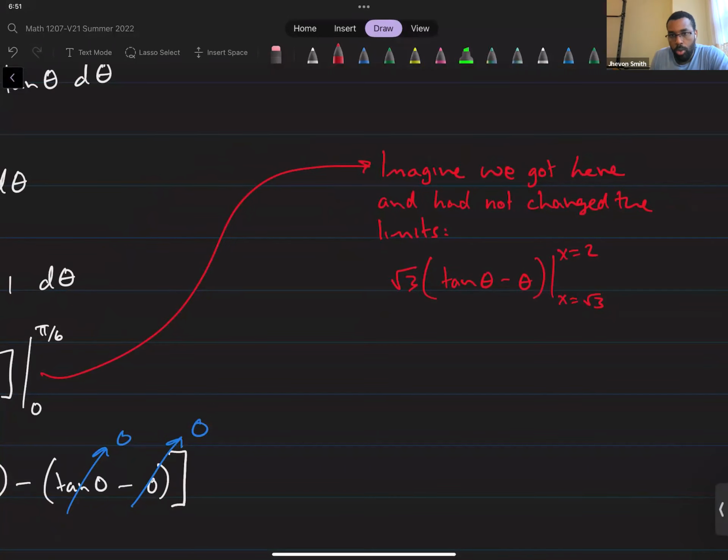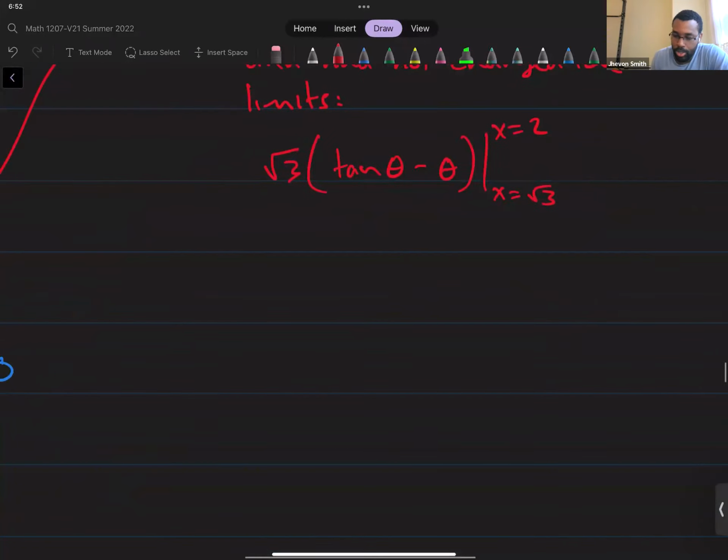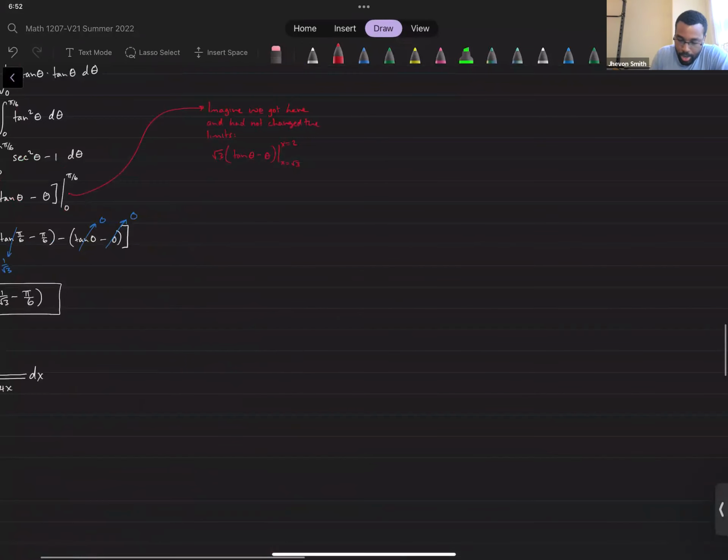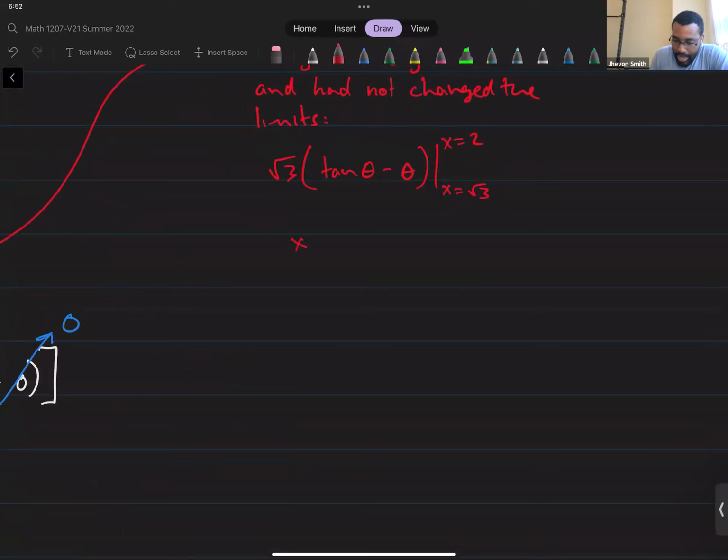Now, what would you have to do in order to plug in the x values? Well, you have to figure out what x's are, right? You can't plug in the 2 and the rad 3 into theta because theta is not 2 and rad 3. The x's were 2 and rad 3. So what you would have to do is go back and figure out what x is in order to do this. So I know that my x was rad 3 secant theta. This means my x over rad 3 was secant theta. This means rad 3 over x is going to be cosine.